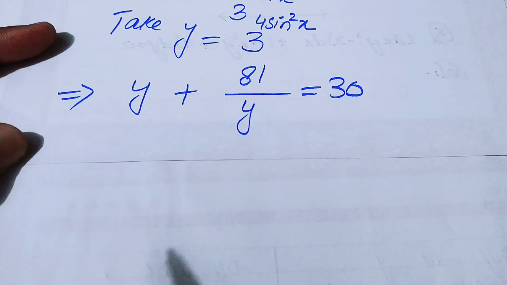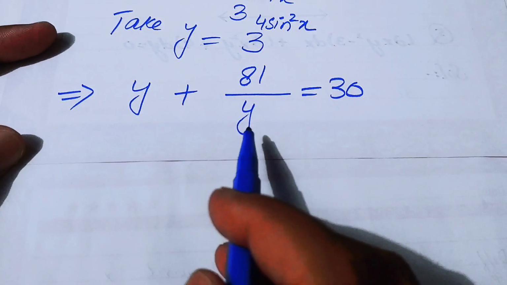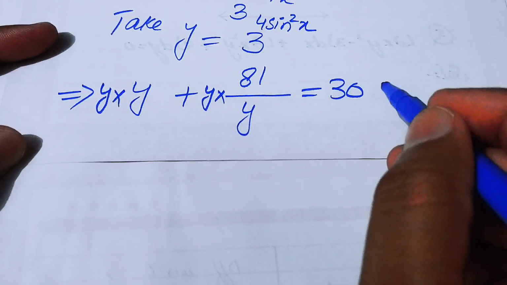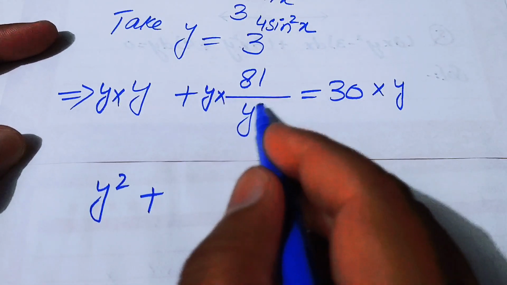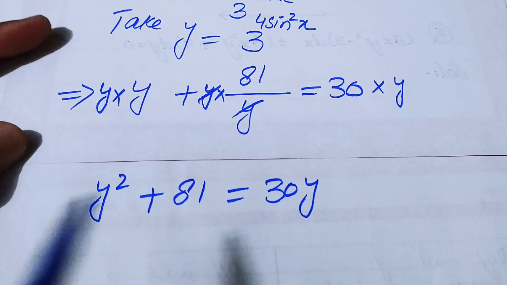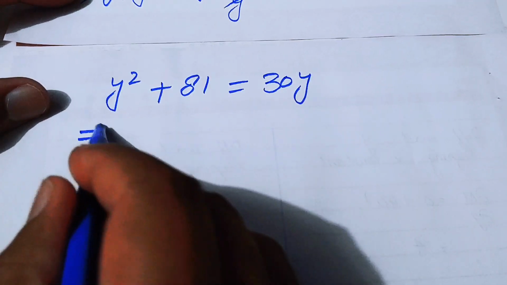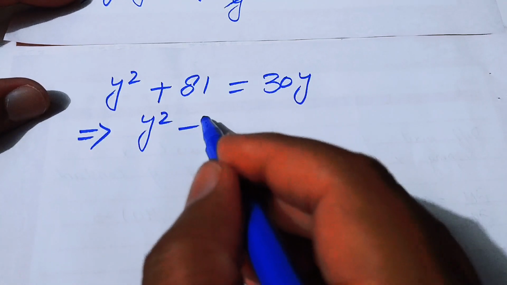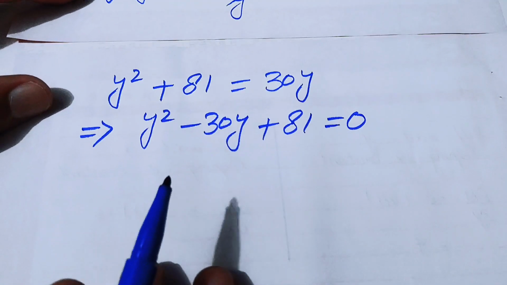In the next step we will multiply y on both sides in order to eliminate this y, so that you get the output in the form of y square plus 81 is equal to 30y. And after that we make the factors of this equation. So first we rearrange, moving 30y to the left hand side, so it becomes y square minus 30y plus 81 is equal to 0.